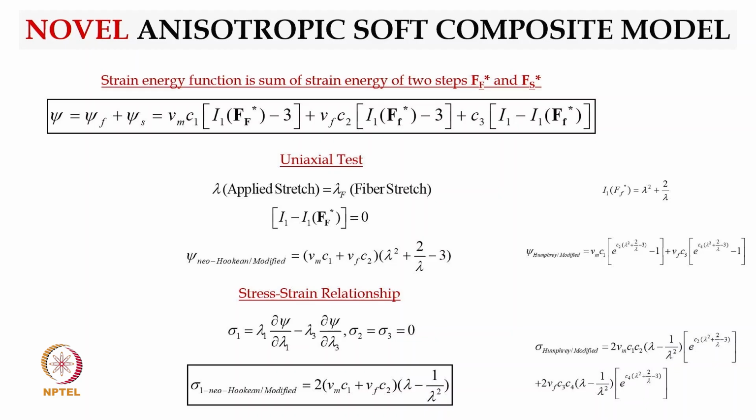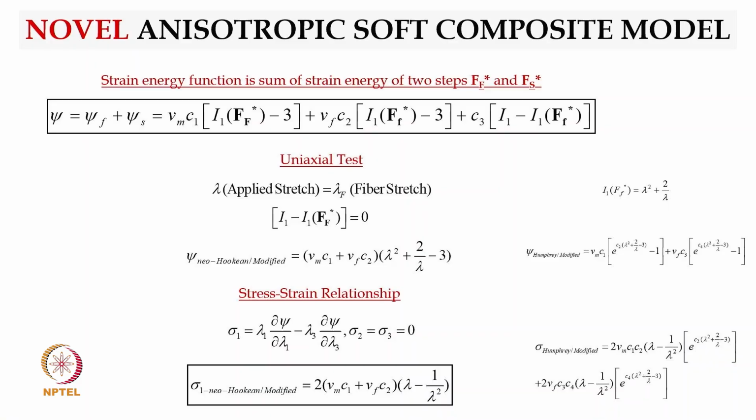You apply the stress strain relationship along with it, which is the standard equation which I have explained for the isotropic and the transversely isotropic model. With the uniaxial test and the stress strain relationship, the final equation is very simple. It comes down to what you have in the bottom. This is known as sigma Neo-Hookean modified. We are just calling it modified because this considers the isotropic properties of Neo-Hookean for fibers and matrix separately. Sigma is given by 2 times nu m C1 plus nu f C2 whole, times lambda minus 1 by lambda square.